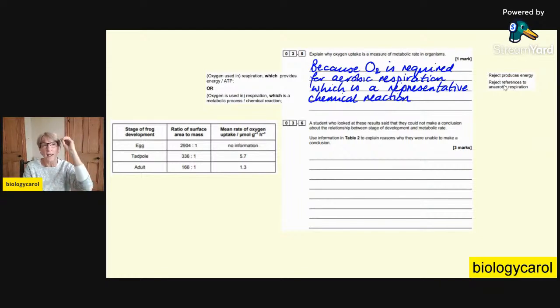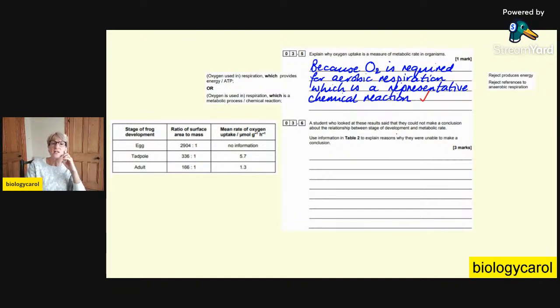Notice you can never, ever use the words produces energy or makes energy, because thermodynamics says that energy can neither be created nor destroyed. You can never make it, you can never produce it. It can be released. Worth noting though, you can always say that ATP is produced because ATP is a chemical. So you can say that, that is correct. I did give myself the mark on that one.